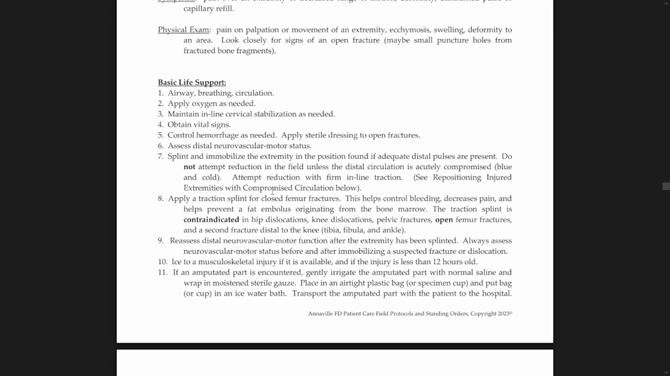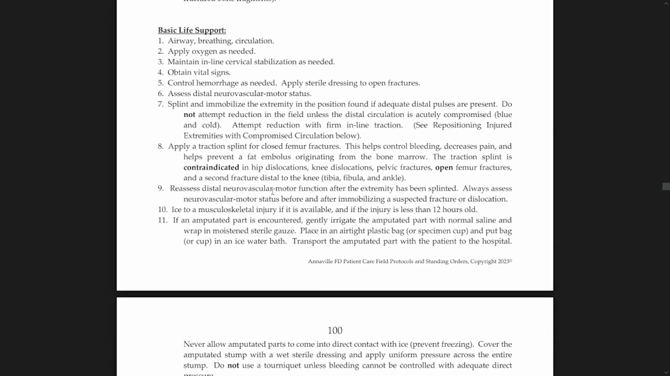Apply a traction splint for closed femur fractures. This helps control bleeding, decrease pain, and helps prevent a fat embolus originating from the bone marrow. The traction splint is contraindicated in hip dislocations, knee dislocations, pelvic fractures, open femur fractures, and a second fracture distal to the knee at the tibia, fibula, and the ankle.